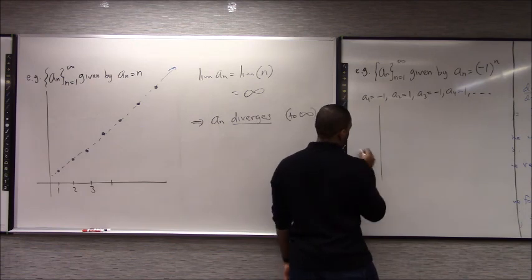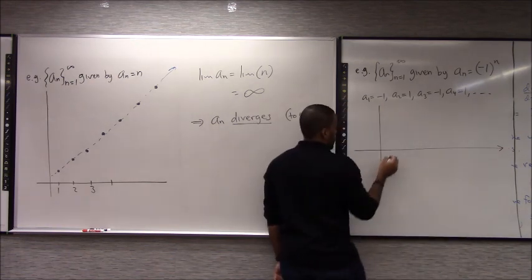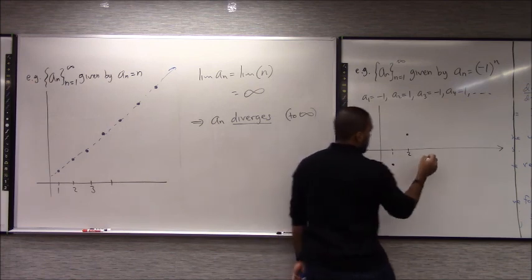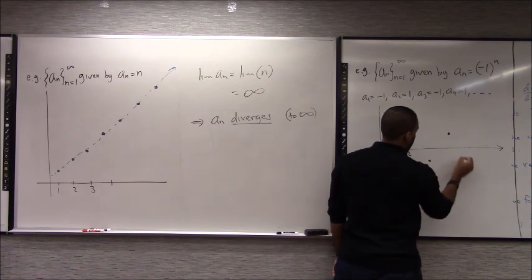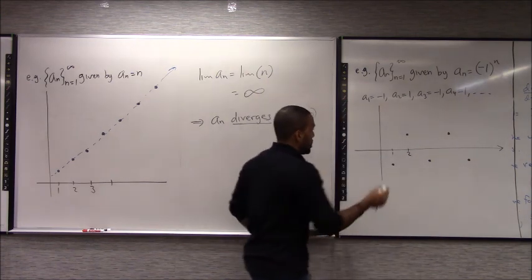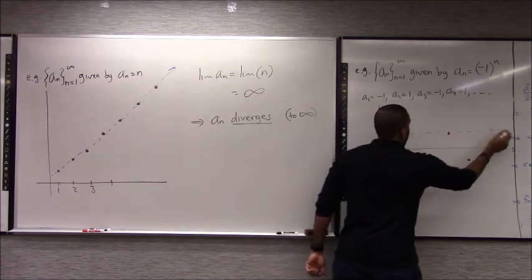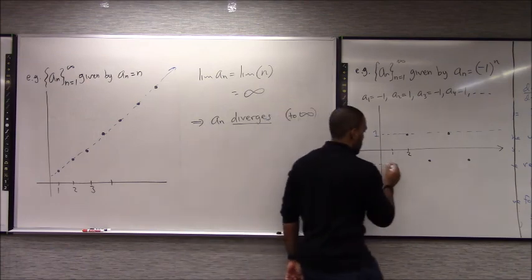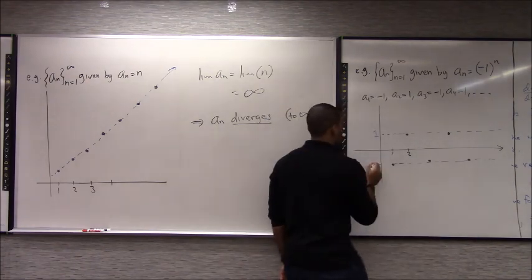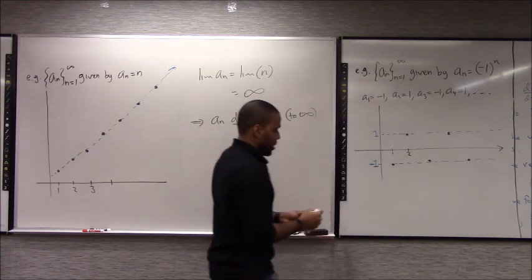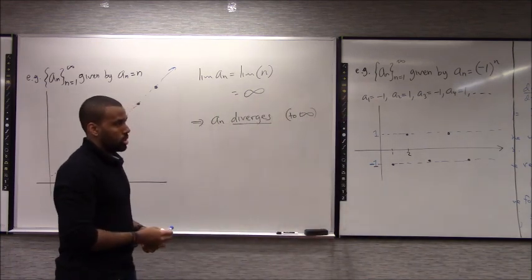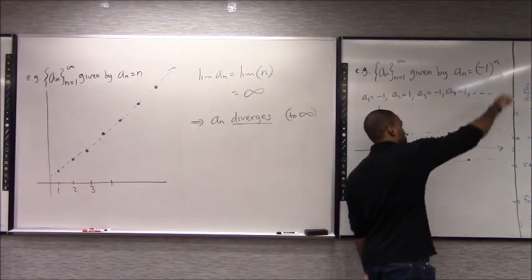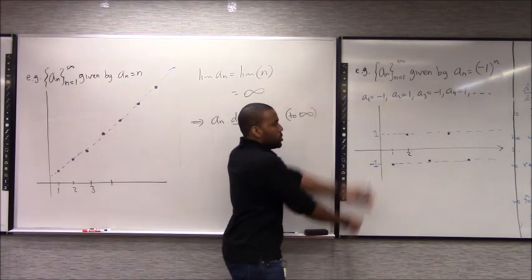If I were to graph a picture of this, at 1 we're minus 1, then at 2 we're positive 1, minus 1, then positive 1, then minus 1, and so on and so forth. So there's a trend on the even number terms of outputting 1, and a trend on the odd number terms of outputting minus 1. Now if you ask, what does this converge to? Is there some output that it settles at? The answer would be no. It just keeps bouncing up and down between these two points that are 2 units away from each other.